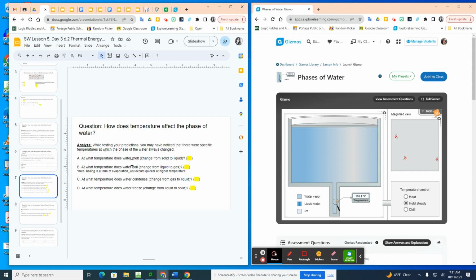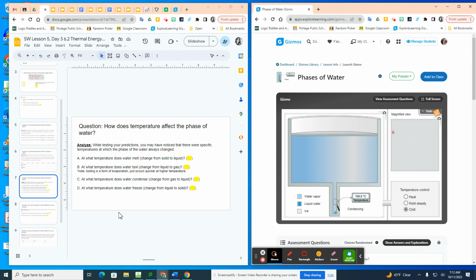So while testing our predictions, we may have noticed that there were specific temperatures at which the phase of the water always changed. At what temperature does water melt, going from a solid to a liquid? So we're going to take it all the way down. What temperature does water boil? That's going from a liquid to a gas.